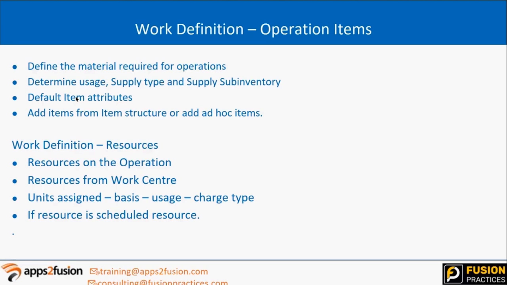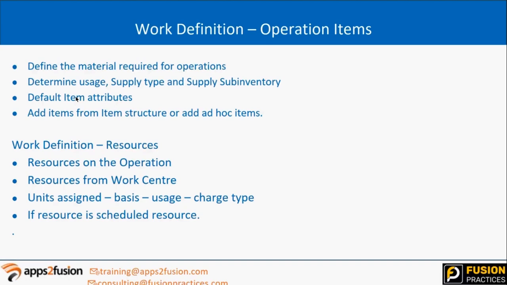So if an operation is assigned to a particular work center, only the resources which are assigned to that work center will be available for you to use. So that is a key setup. If you have a work center for assembly and you have assigned 3 resources there, resource 1, 2, 3, but you want even a 4th resource to work on this particular work definition, you need to assign that resource to the work center.